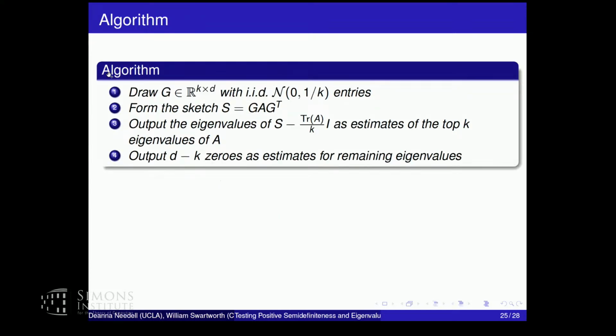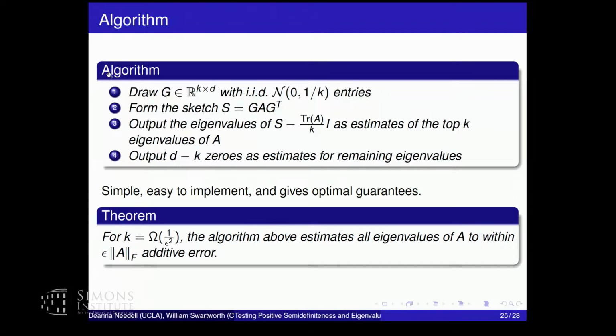And so this is the whole algorithm, and I'll just end with this. It's a very simple algorithm for estimating eigenvalues. Choose a Gaussian matrix G with roughly 1/epsilon squared rows. Compute the sketch G transpose A G, really small, 1/epsilon squared by 1/epsilon squared. And just output the eigenvalues of the sketch minus this multiple of the identity, trace of A over k. Compute those eigenvalues. You're only going to get k of them. And you want to estimate d eigenvalues for the original matrix. For all the remaining eigenvalues, just estimate them with 0. This algorithm works. It's simple, it's easy to implement, and it gives optimal sketching dimension.